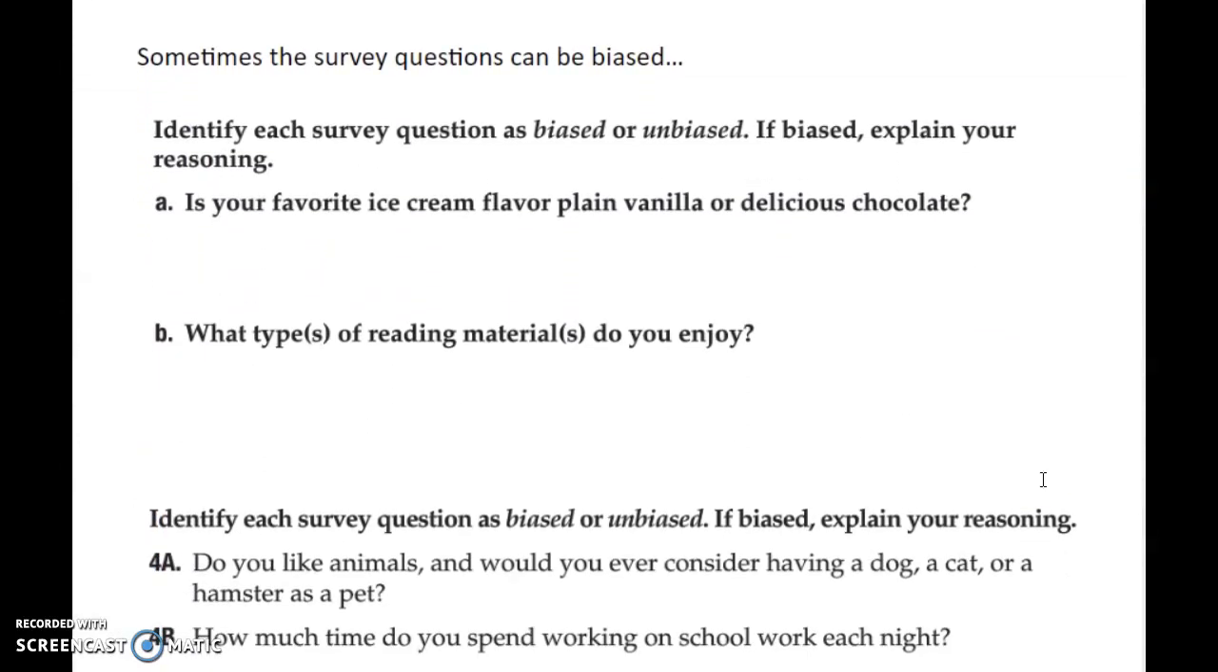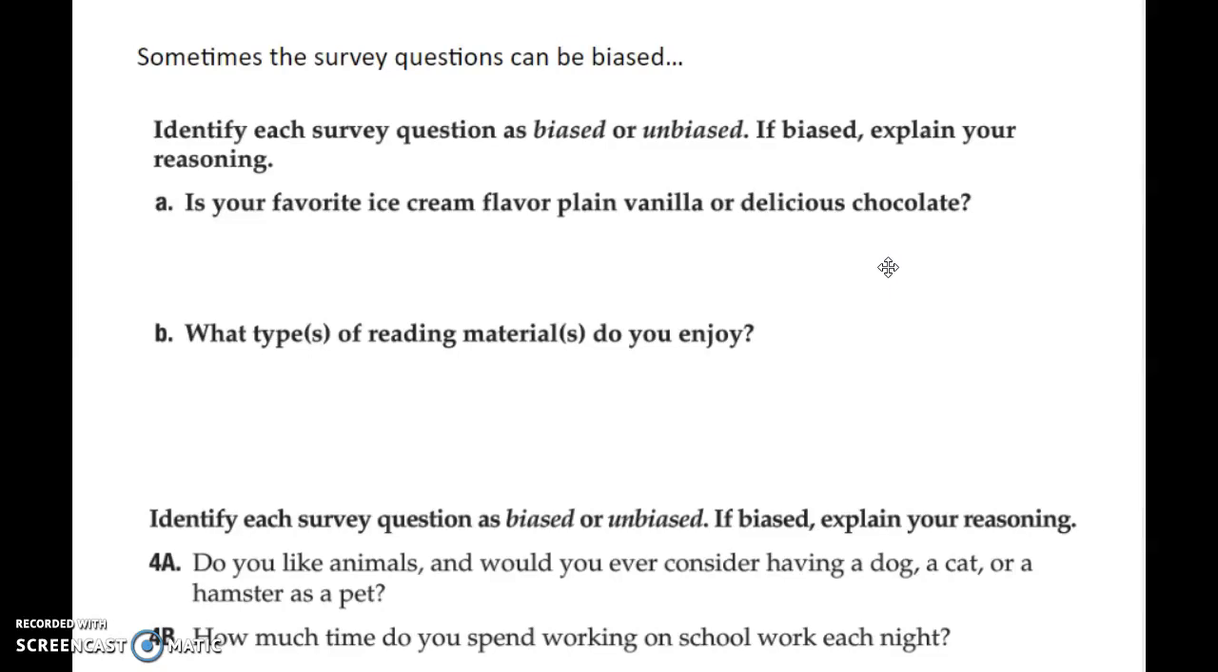Now, sometimes the way we ask questions can be biased. Basically, if the question is confusing, or it encourages members to answer in a certain way, or makes you have a strong reaction, or if it addresses more than one issue at a time, these can all be causes for something to be biased. So, first example, is your favorite ice cream flavor plain vanilla or delicious chocolate? By using the words plain and delicious, they are trying to persuade you to answer a certain way. Now, most of us are probably going to say whatever we want to say anyway, because that's not really a big important question. But because it uses language trying to encourage you to answer a certain way, that question is biased.